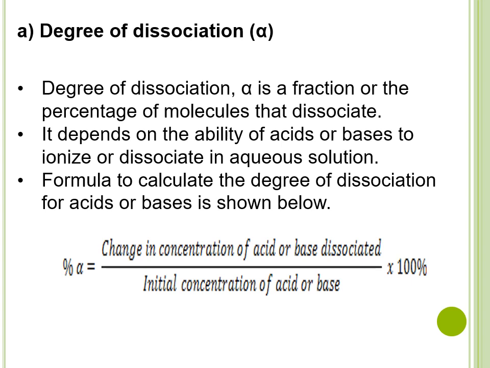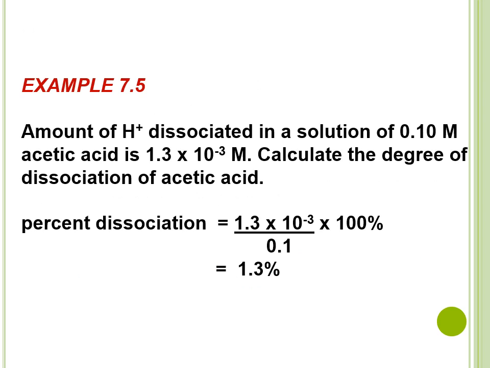The formula to calculate the degree of dissociation for acids and bases is the change in concentration of acid or base dissociated over the initial concentration of acid or base, multiplied by 100%. Example 7.5. The amount of H plus dissociated in a solution of 0.1 molar acetic acid is 1.3 times 10 to the power of negative 3 molar. So how do we calculate the degree of dissociation of this acid?